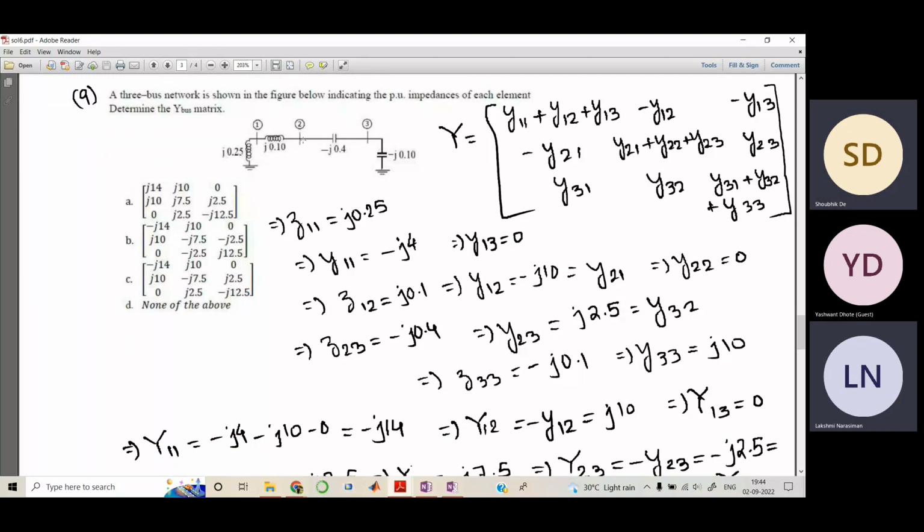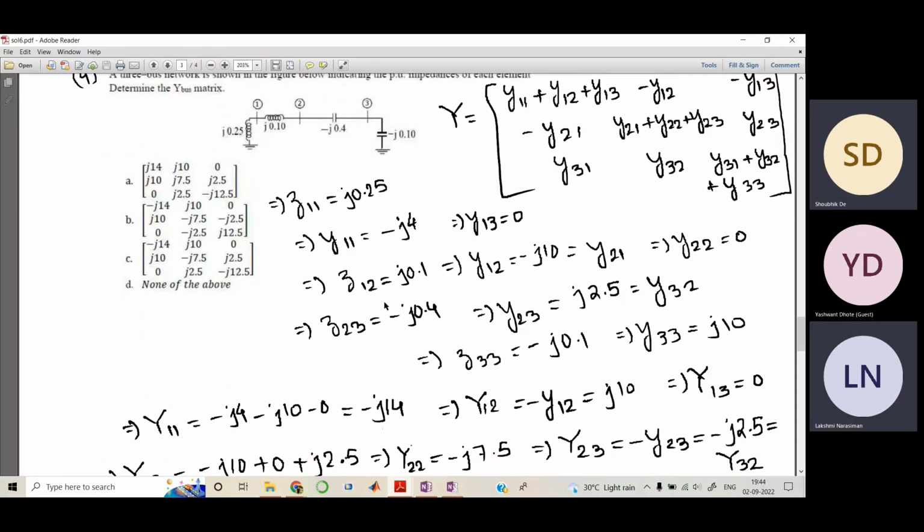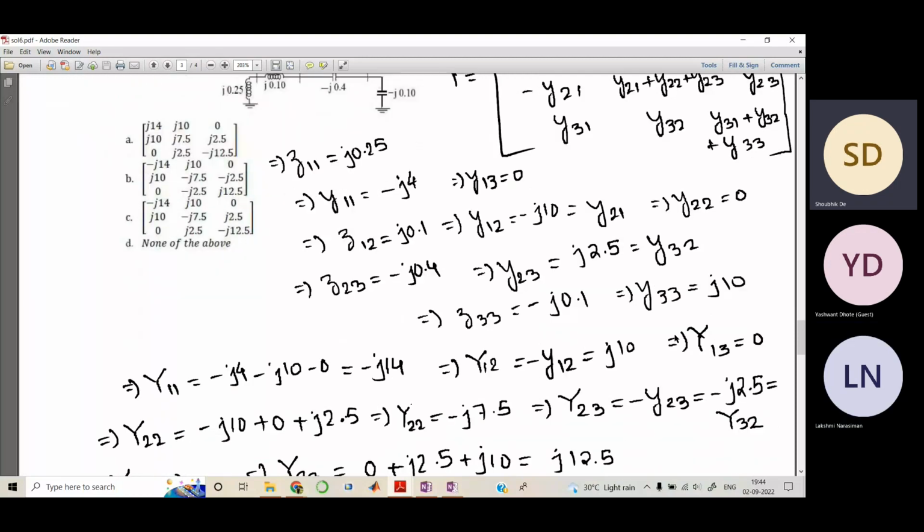Now you don't have any shunt element corresponding to y22, therefore your small y22 would be 0, and your z23 is minus j4, so y23 is j2.5, which is also equal to y32. Therefore your capital Y22 is minus j0.5. Just be careful of the plus and minus symbols, because if you make a mistake here, you may get a different answer. For example, if you accidentally write it as minus, it would come out to be 12.5, which is also there in the options.